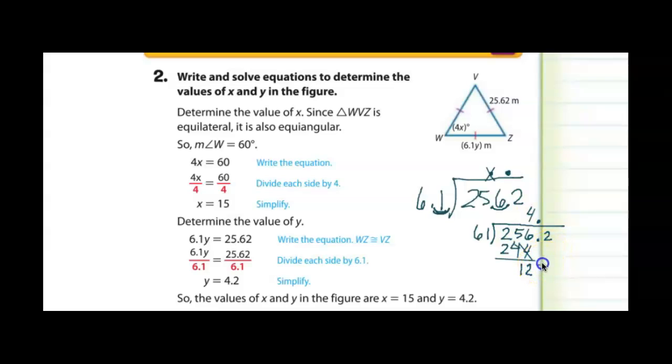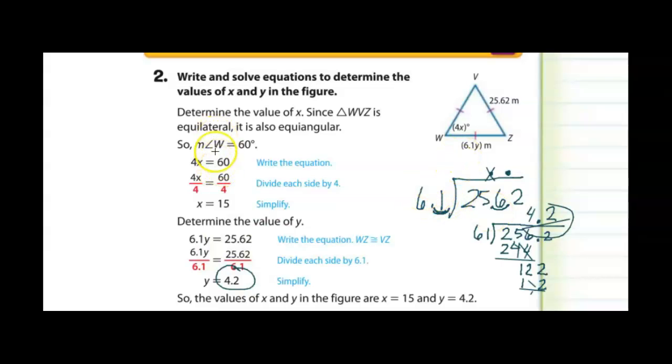Okay, then I bring down this. And I know that 12 times 6 is 2, so I'm going to go ahead and go with 2. 2 times 1 is 2. 2 times 6 is 12. And that works out perfectly, and that's how they got this number, and don't be afraid of decimals, please.